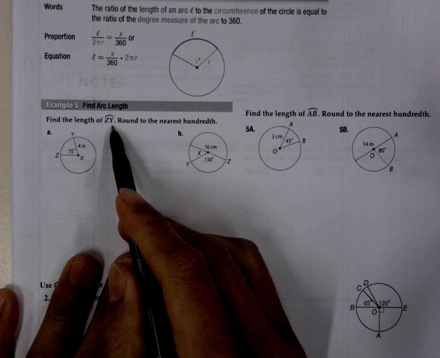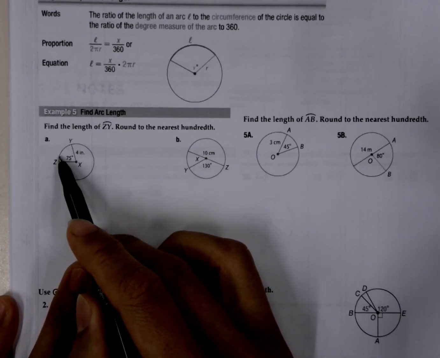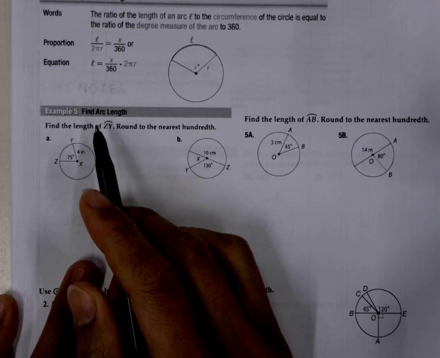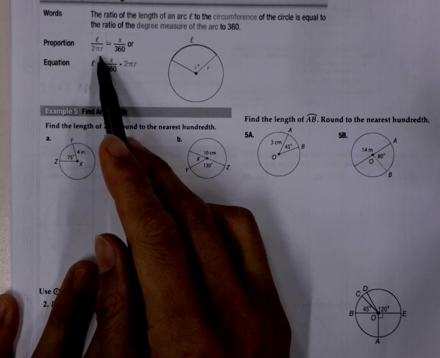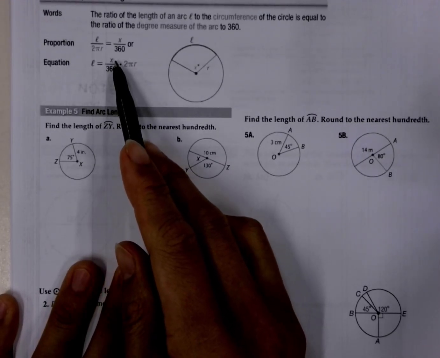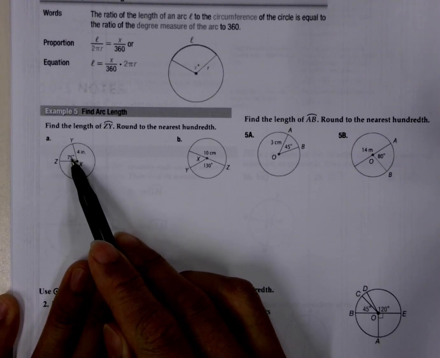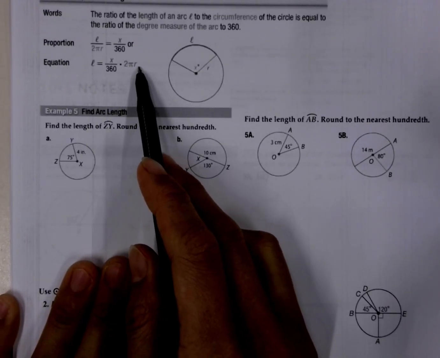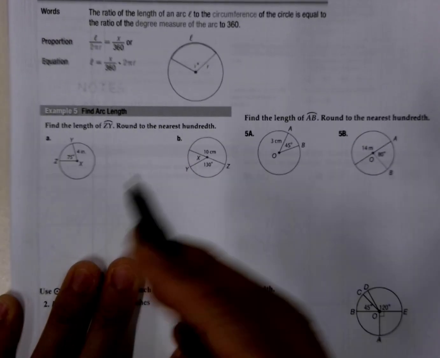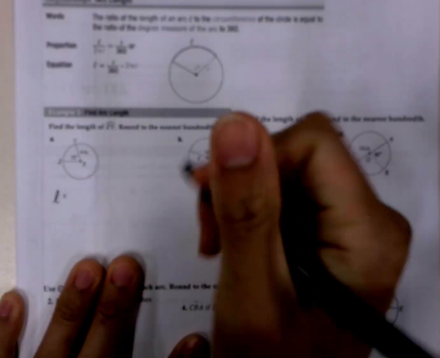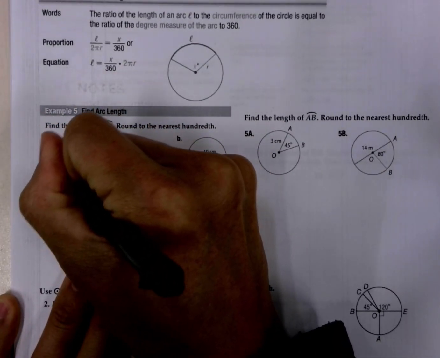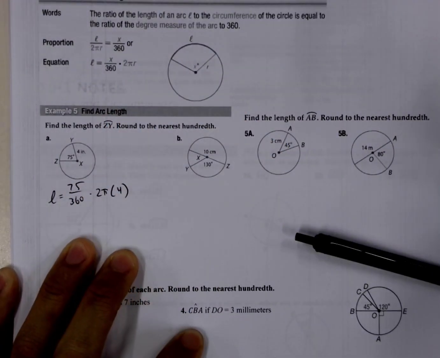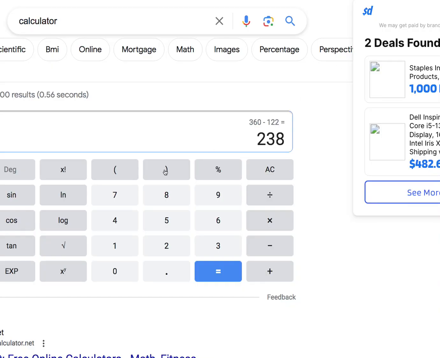So let's go ahead and try the first one here. We got arc ZY, and we're trying to find its length. We have the x, which is the measure of the angle, 75. We have the pi, and we have r is 4. So we'll go ahead and plug everything in, and we'll get L is equal to 75 divided by 360 times 2 times pi times 4. We'll drop all of that into a calculator and see what we get.